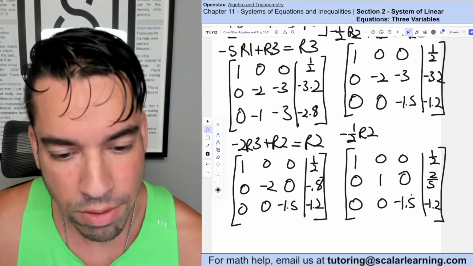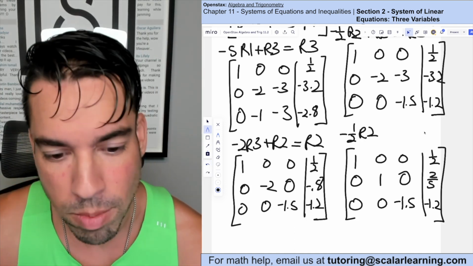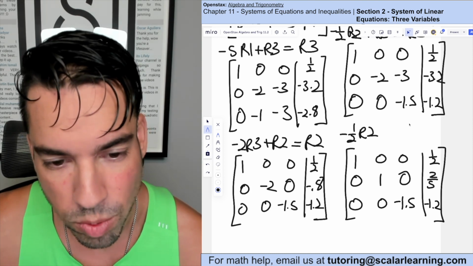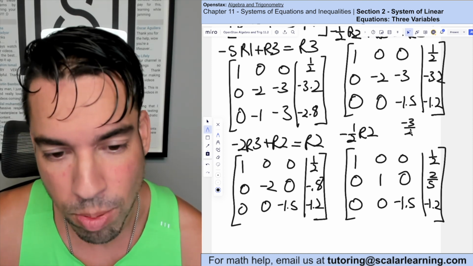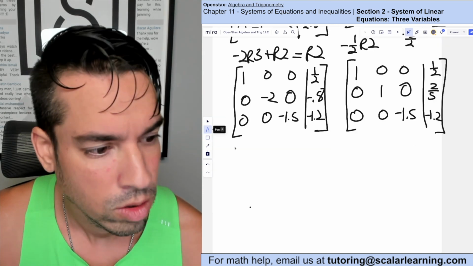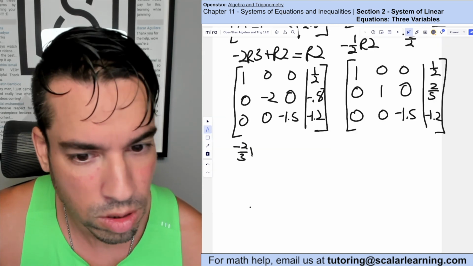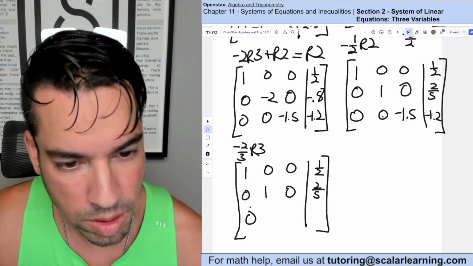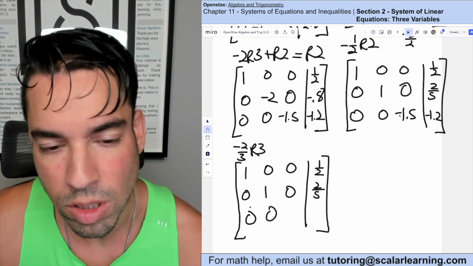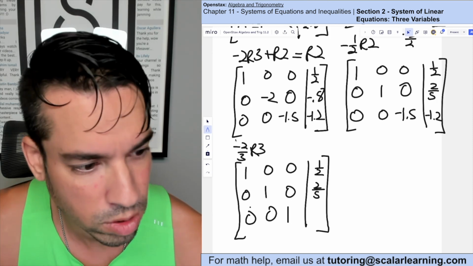All right, last thing to flip is this. And if you remember, -1.5 is really -3/2. So I'm going to multiply the last row by the reciprocal of that, which is -2/3. So -2/3 times row 3. Let's write it out. So -2/3 times that is 0, times that one is also 0. And then -2/3 times -1.5, it's 1 because they're reciprocals.